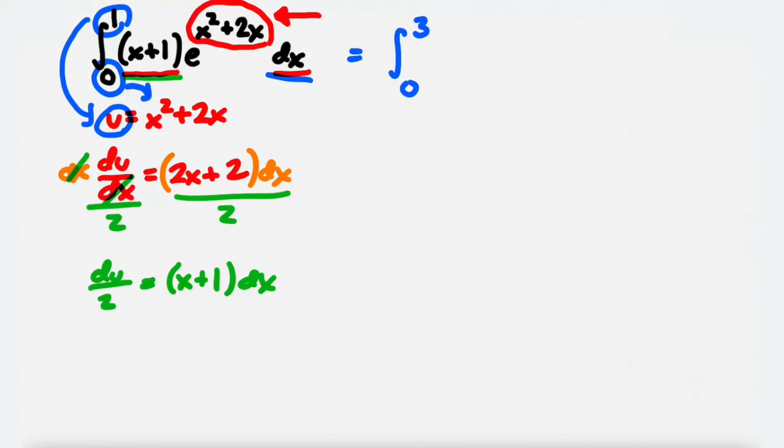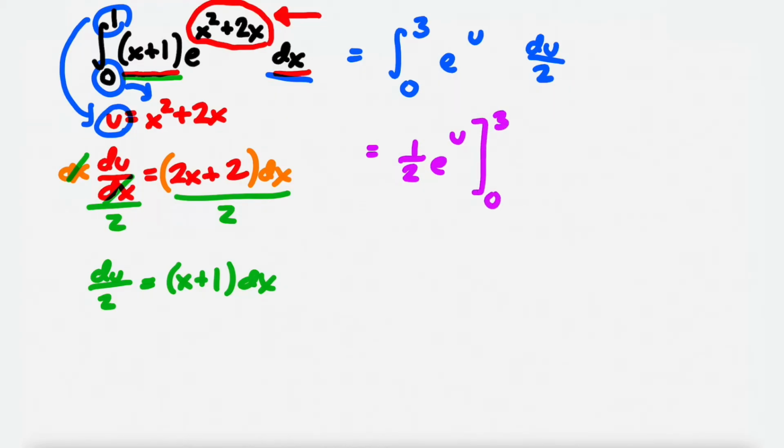Okay, so here we're going to do the x plus 1 dx. That's going to be du over 2, so I'm going to write that over here, du over 2, and then it's e to that x squared plus 2x, which is our u in this case. Okay, you do the antiderivative of e to the u. It's just going to be e to the u. I'm going to pull the 1/2 in front, e to the u, and we're integrating from 0 to 3.